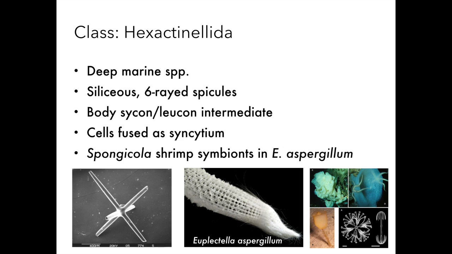And one characteristic member of the Hexactinellida is a Venus's flower basket, which is the species Euplectella aspergillum, which is famous for being a common wedding gift in Japanese culture because, for one, they're very kind of ornate and beautiful, and for two, there is a group of shrimp in the genus Spongicola, or sponge lovers, that are often found in mating pairs inside these Venus's flower baskets at depth.